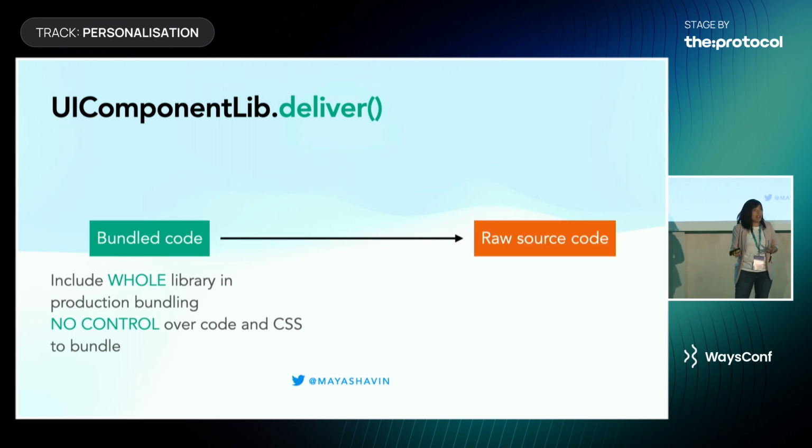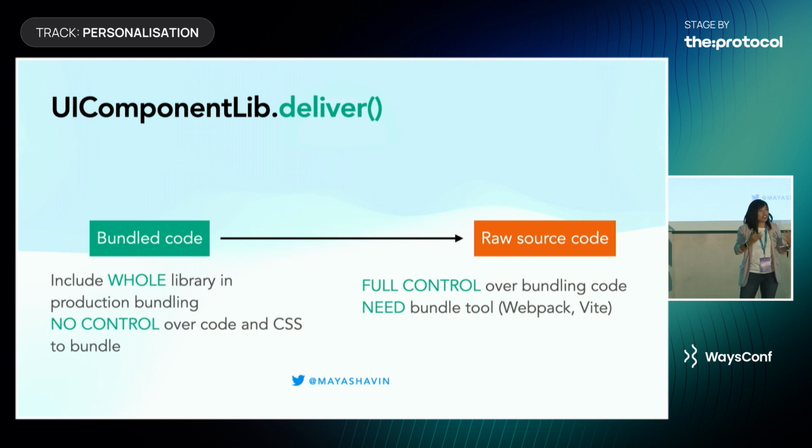The other approach is to ship the raw source code in your package, which means the user can just import a button or a wizard or a modal whenever they need, and they have full control over the bundled code. The downside for this is that you need a bundler tool to combine them together. But again, unless you build for WordPress developers, you always need to have Webpack anyway.